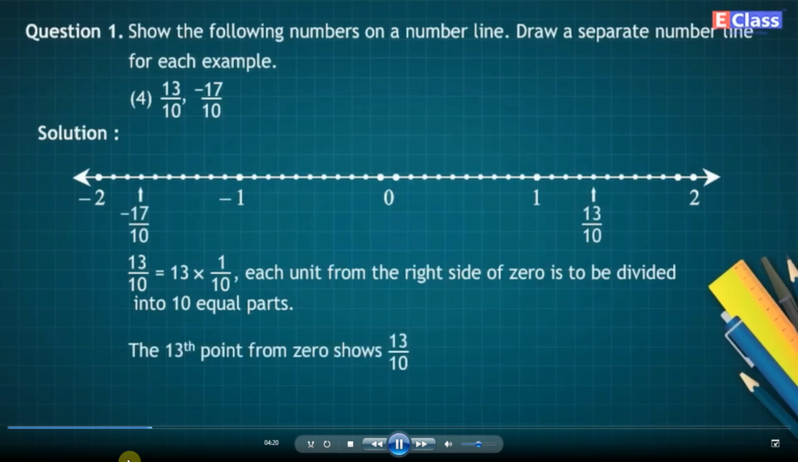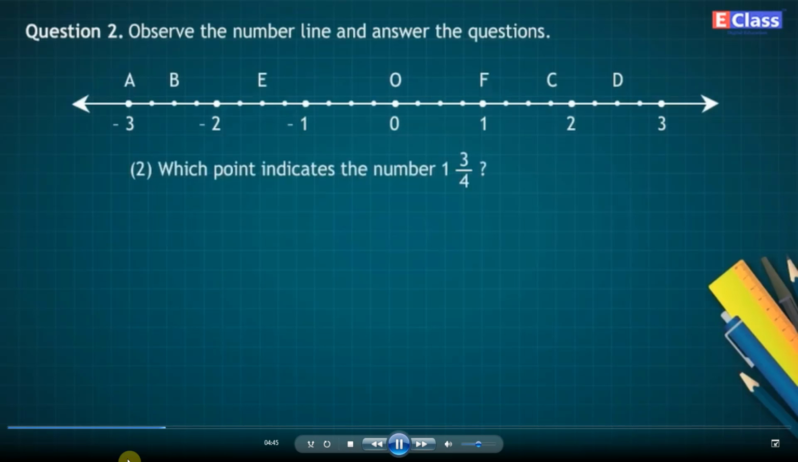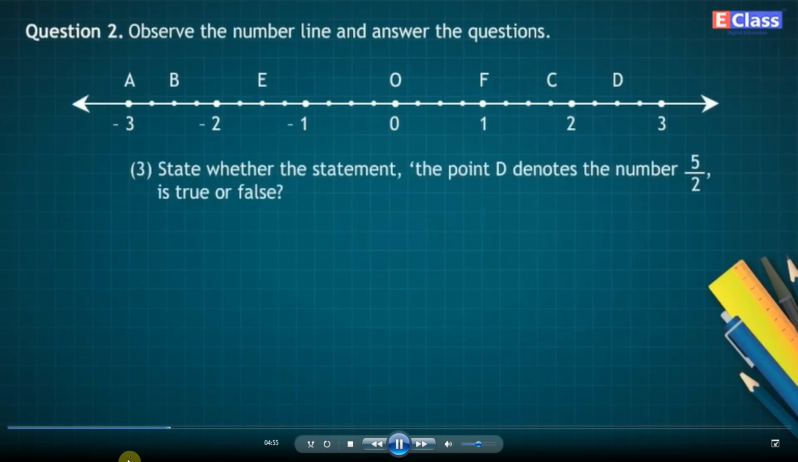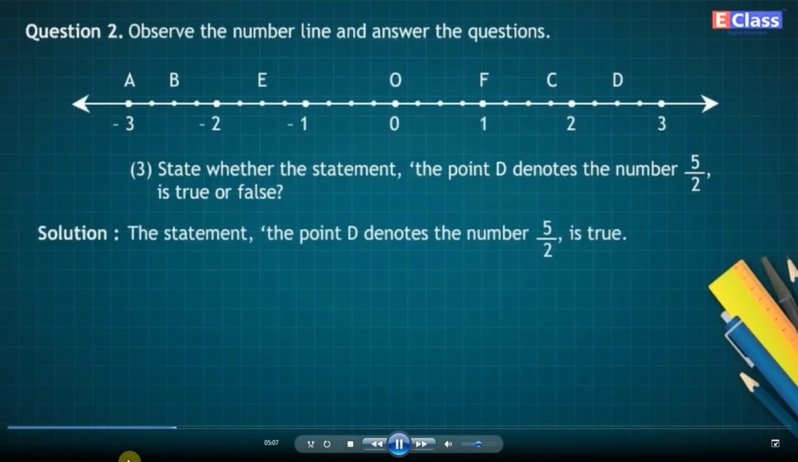Question 2. Observe the number line shown on your screen and answer the questions. 1. Which number is indicated by point B? Solution. The point B indicates the number minus 2.5. 2. Which point indicates the number 1 and 3/4? Solution. Point C indicates the number 1 and 3/4. 3. State whether the statement the point D denotes the number 5 by 2 is true or false?